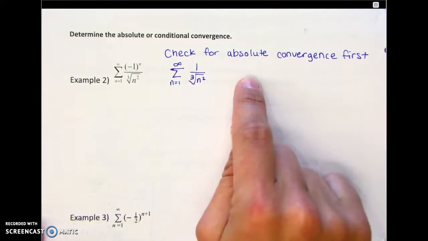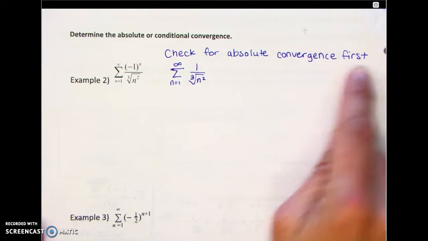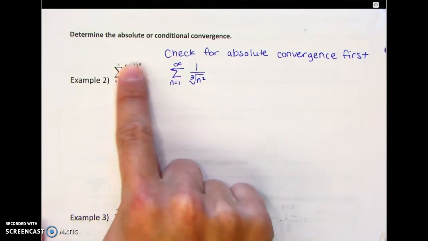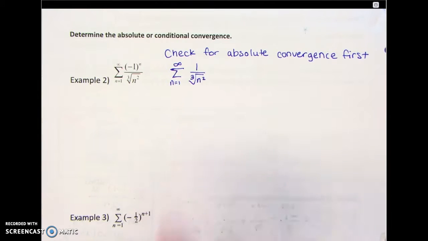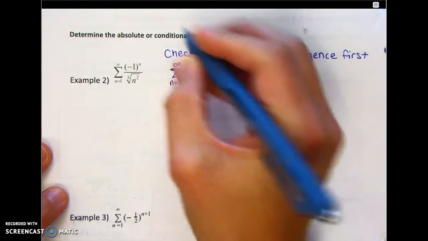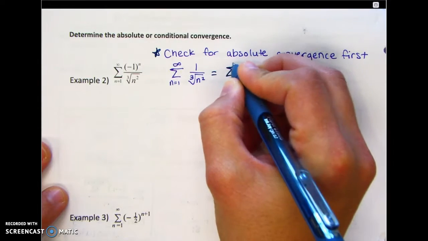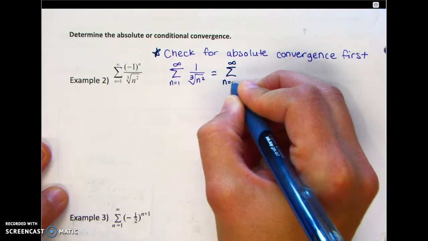So in order to do these, we're going to check for absolute convergence first. So write that down without the alternating series. And we have here, but this is a key step, you guys. Check for the absolute convergence first.